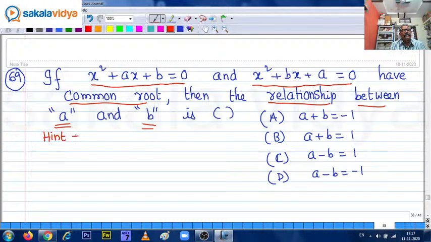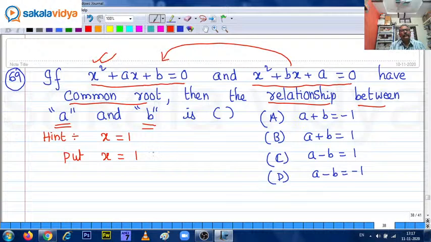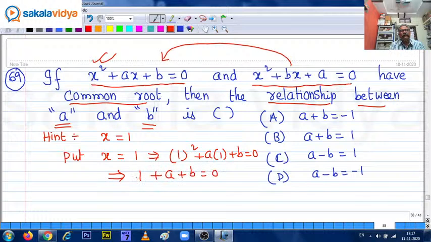For the common root, subtract this equation from this equation, we get x is equal to 1. Put x is equal to 1 in either of the equations. Put x is equal to 1 in this equation. So what do you get? 1 square plus a into 1 plus b equals to 0. So we get 1 plus a plus b equals to 0. Take away 1 that side. Therefore we get a plus b equals to -1. Option A is the right option.